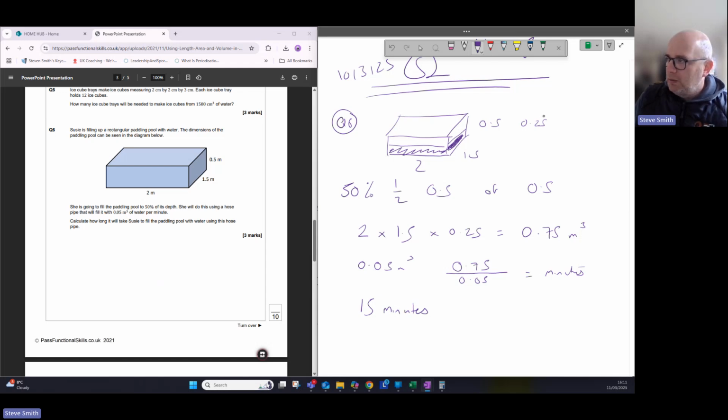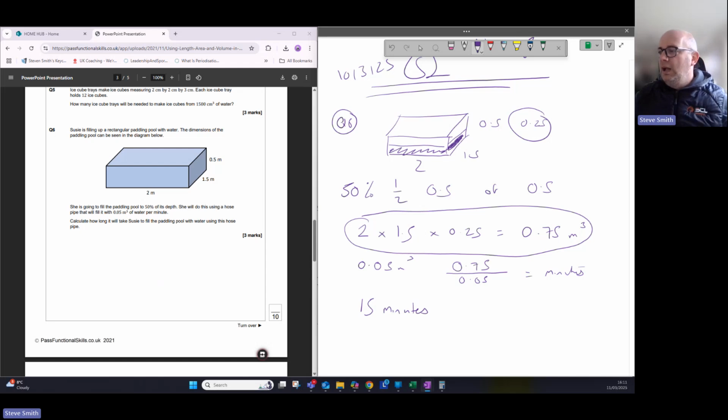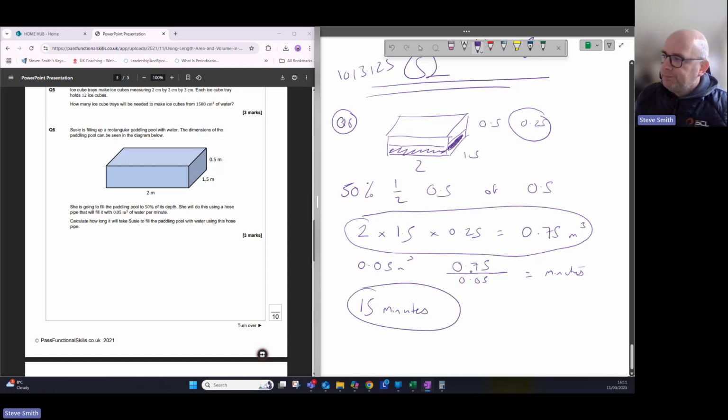So that's your 1 mark. Yep, this is your 2 marks to work out your volume. And then your 3rd mark here is doing what it says here, 0.05 divided into your 0.75 to get your 15 minutes. So there's your 3 marks for that question.